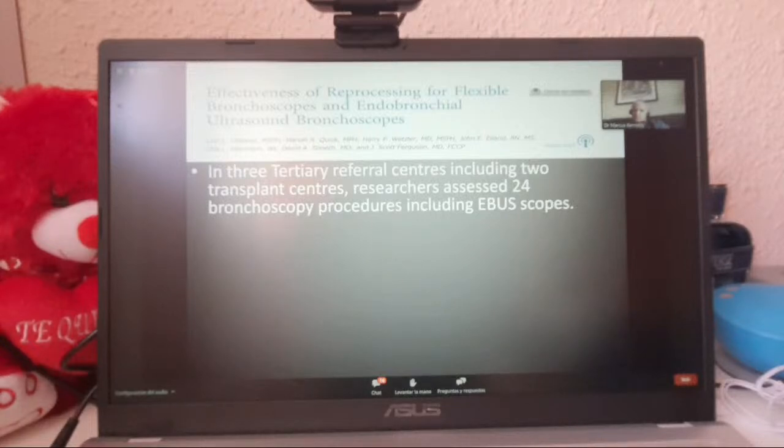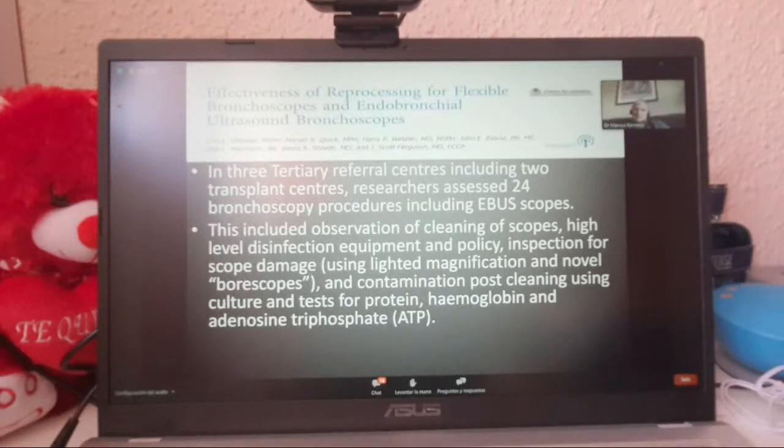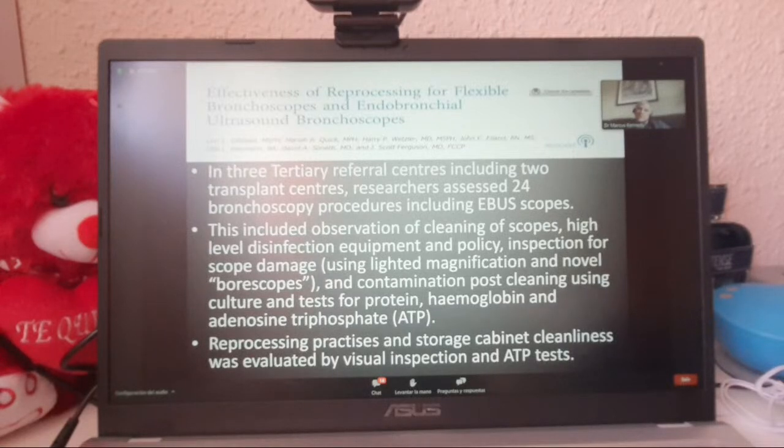So not small centers, large centers, including 2 transplant centers. And they assessed 24 bronchoscopy procedures, including EBUS. And this included observation of the cleaning, high-level disinfection, inspection for scope damage. And they actually used small scopes called boroscopes to fit down regular scopes. So they looked inside the channel of a bronchoscope, and they checked in there for infection, for protein, hemoglobin, and ATP. And the results were profound.